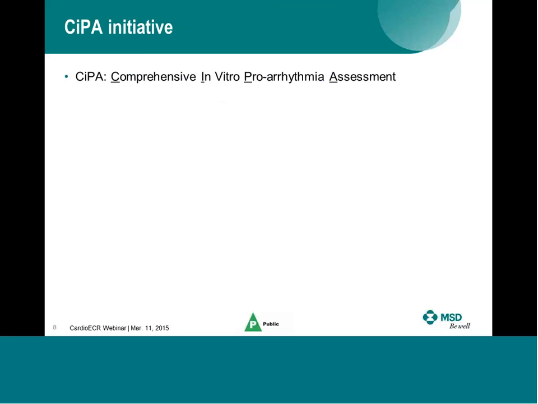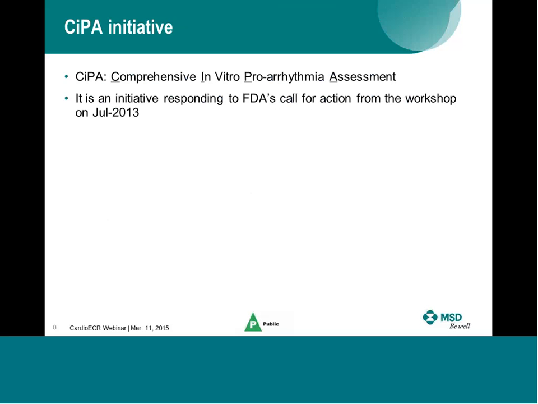So what is CiPA? CiPA stands for Comprehensive In Vitro Proarrhythmia Assay. It's an initiative responding to the FDA's call for action from the workshop. And the purpose of CiPA is to evaluate the direct proarrhythmic risk of test compounds. So the point I want to highlight is to evaluate the direct effect.